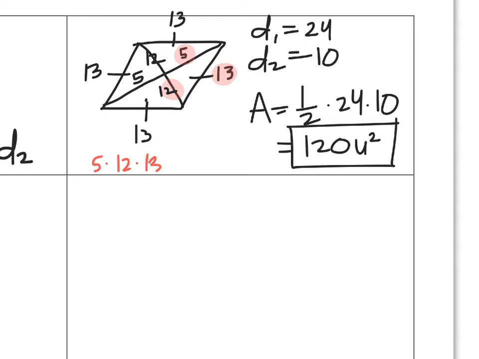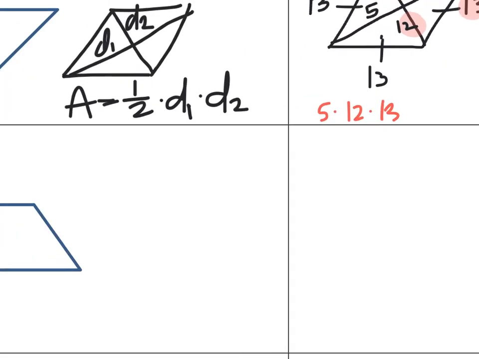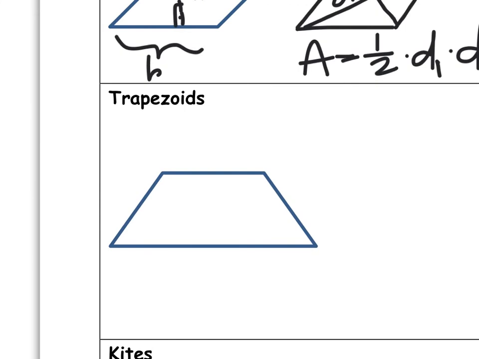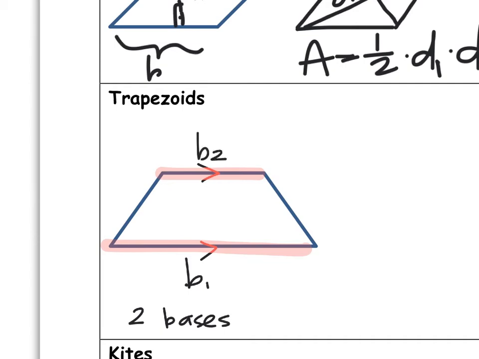All right, the next shape should be pretty familiar. It's a trapezoid. Trapezoids, their defining feature is that they have one set of parallel sides. Since they have these parallel sides, it actually means that they have 2 bases. So I'm going to write here that they have 2 bases, and we usually call those base 1 and base 2.